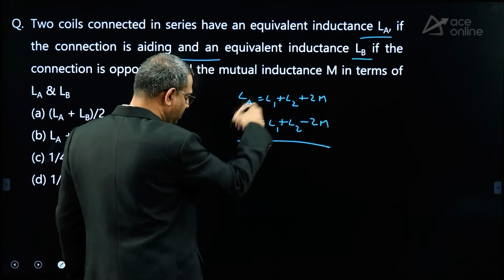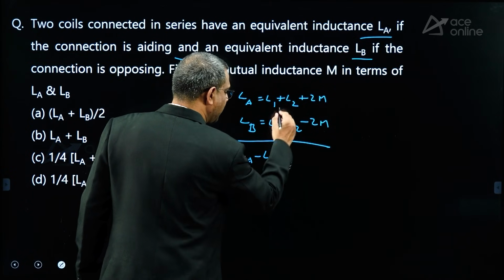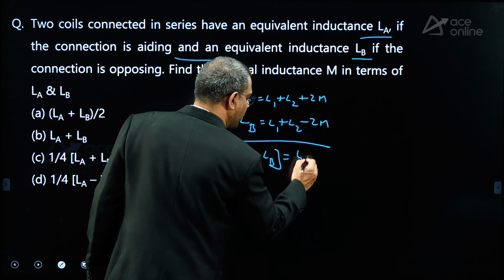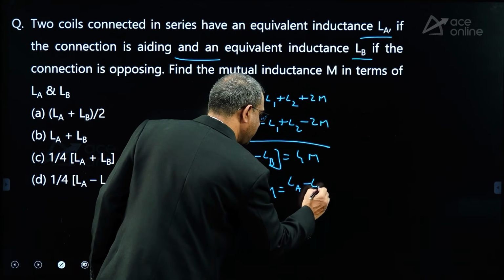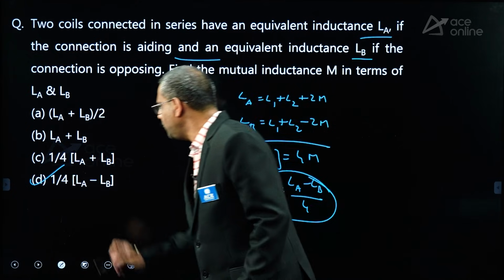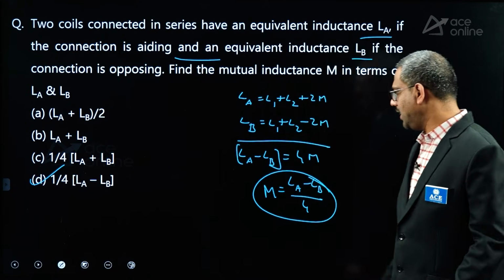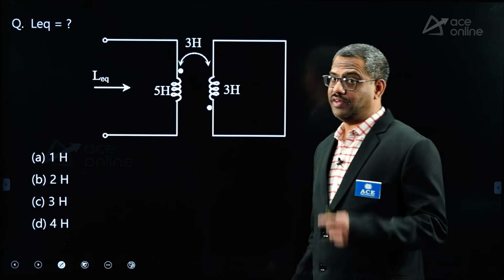Now subtract directly. LA minus LB: this will cancel, 2M plus 2M is 4M. From that, what is M? M is LA minus LB by 4. LA minus LB by 4 is option D. Now you want total inductance. Now this is very interesting, sir.